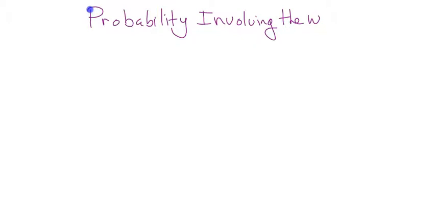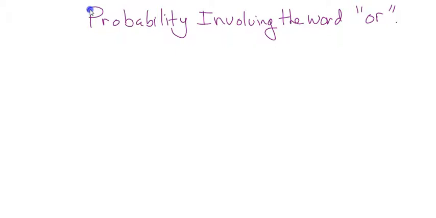So probability. What we're really looking at today is probability involving the word or. You're given a couple of formulas. I even have a formula sheet up here. You're given a number of probability formulas, two for the word or, and two for the word and.